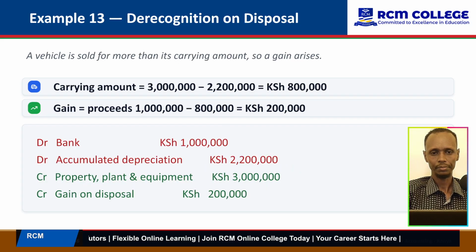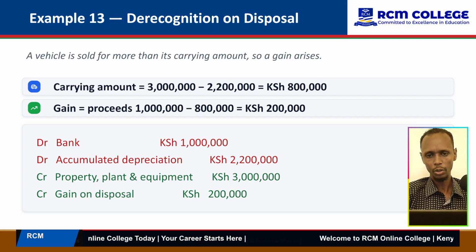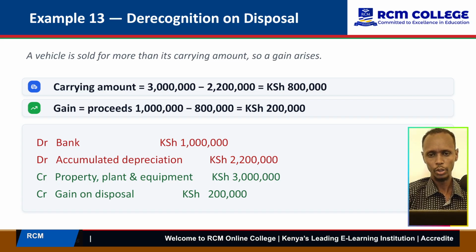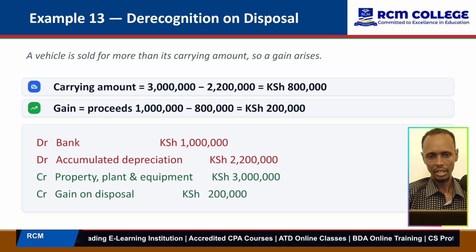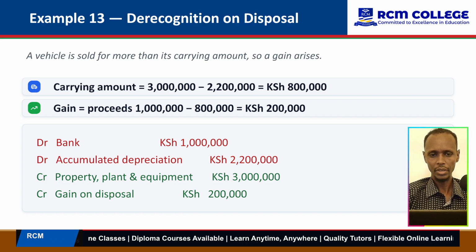Okay. So a vehicle is sold for more than its carrying amount. What it was sold for is 3 million. The carrying amount is 2.2. So the gain is 800. So for that gain, you first do this. Debit bank, the proceeds being 3 million. So you debit bank, debit accumulated depreciation, credit property, plant and equipment, credit the gain or loss.